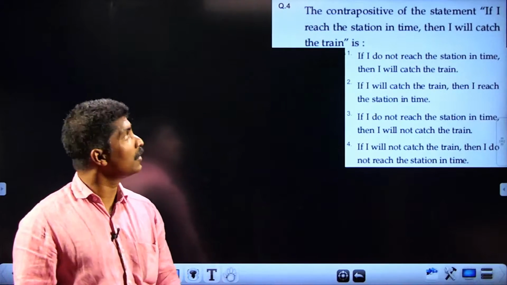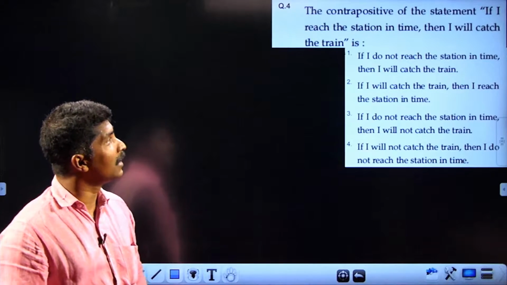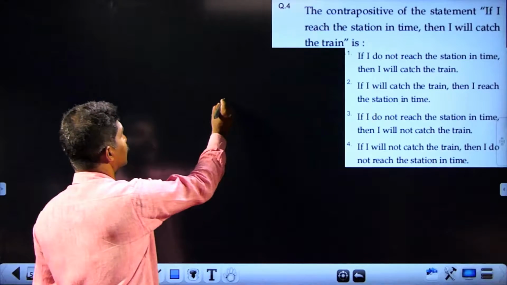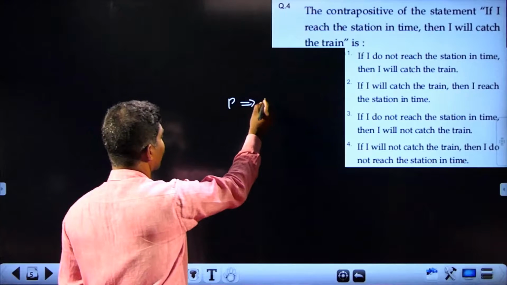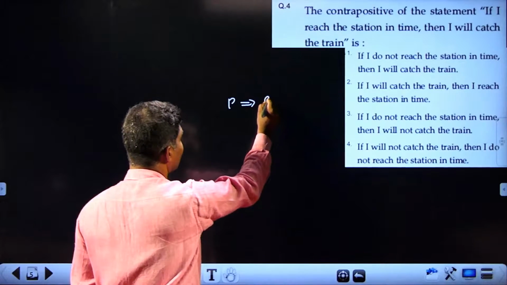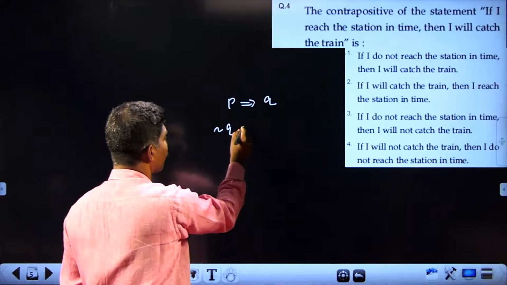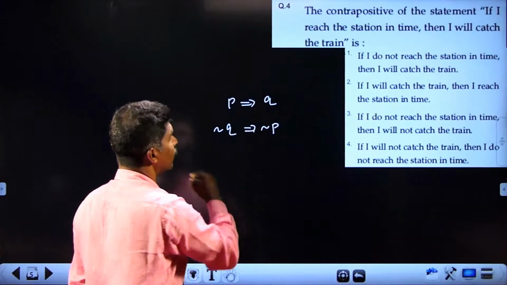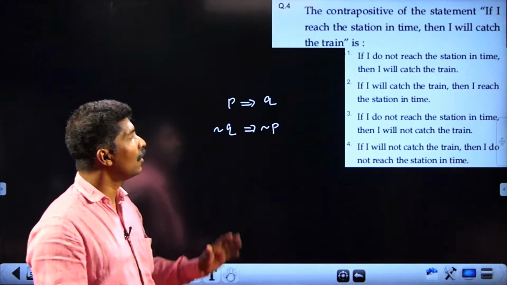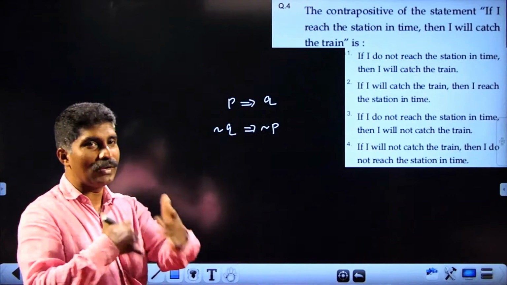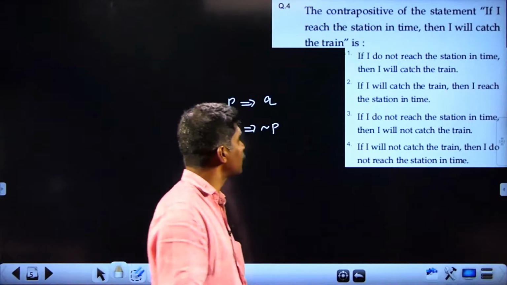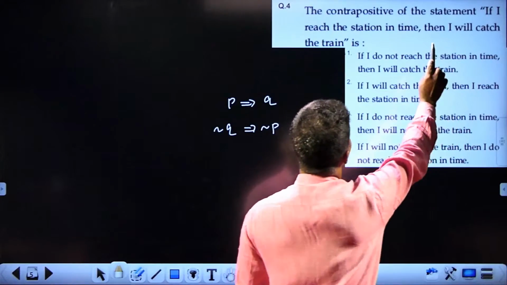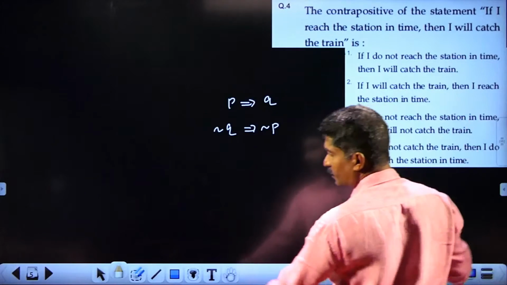So we shall go to the next question. The contrapositive of the statement. What is the contrapositive of the statement P implies Q? The contrapositive of the statement P implies Q is negation Q implies negation P. So we will write not on both sides and we will use the reverse implication. So what will be the answer?